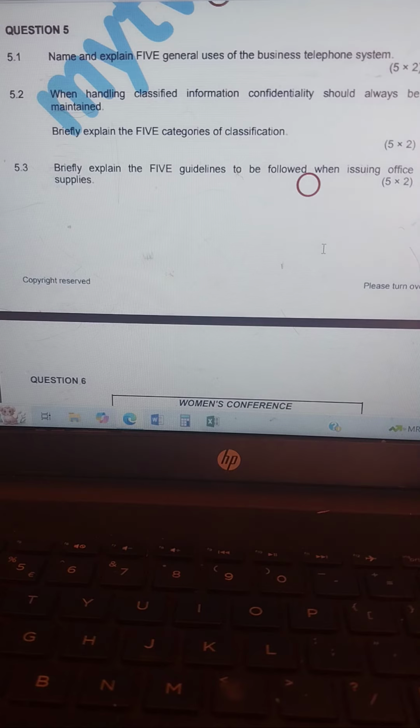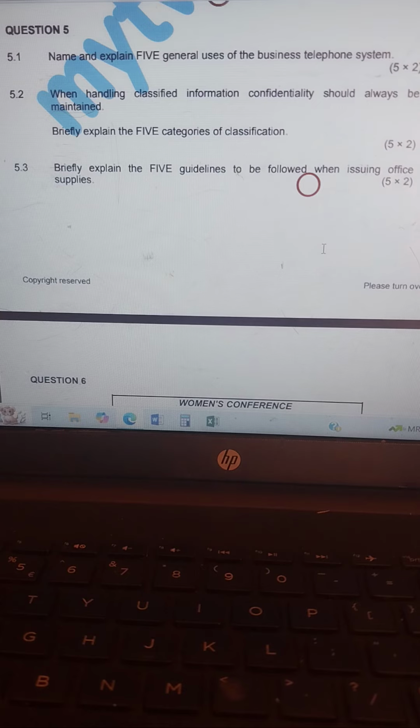Number 5, monitor of extension. Managers can determine for which extension a certain call is made and how long it lasts. Those are the general uses of a business telephone system. Then we go to 5.2.